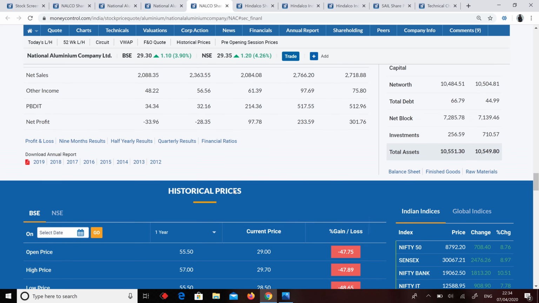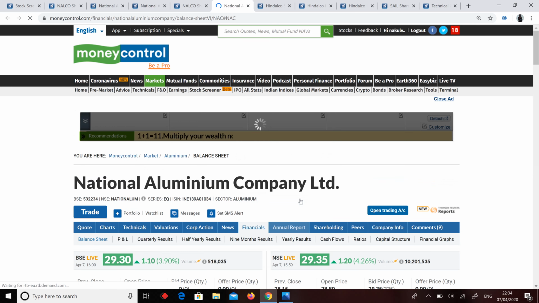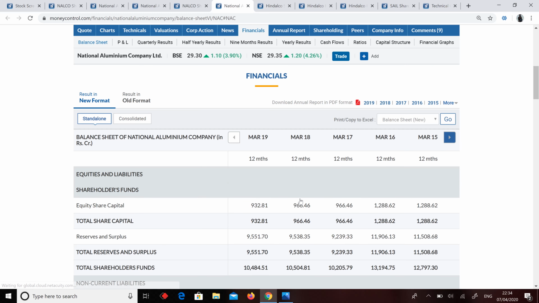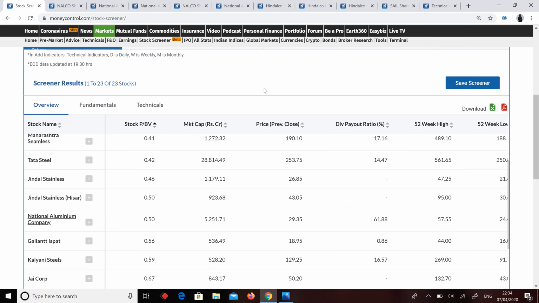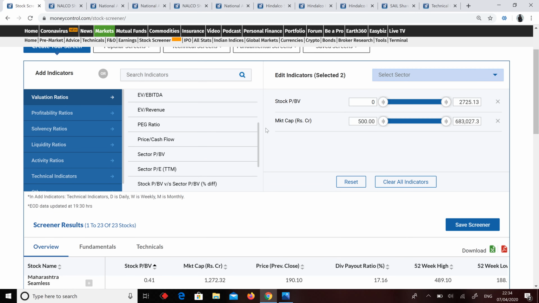Here you can click for the balance sheet, check its balance sheet. Here it is, everything. That was a sectorial analysis. We covered the aluminum sector, we covered the metal sector, right? You can save your screener here as well, right? If you want to put in any other factor, you can put in any other factor as well.